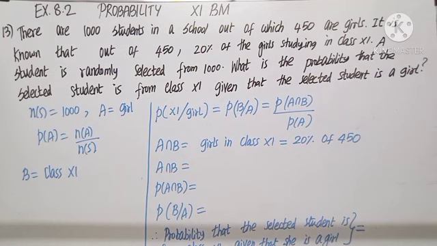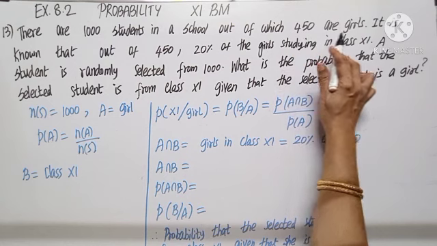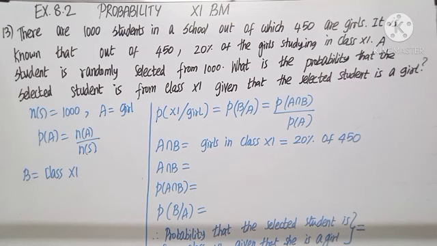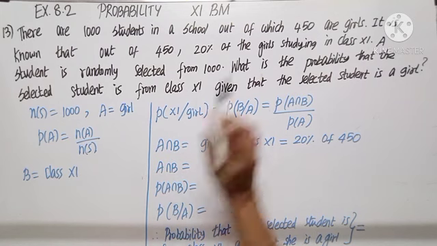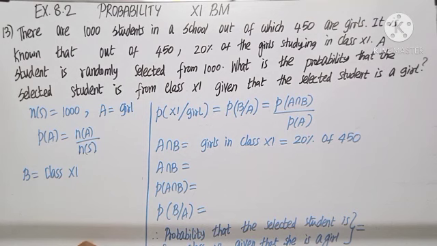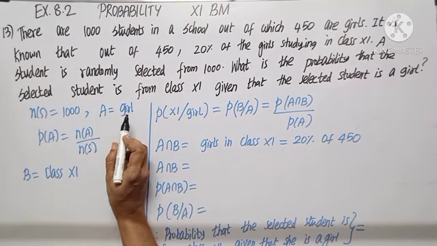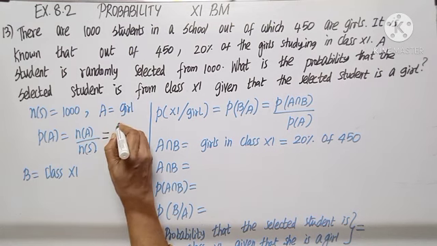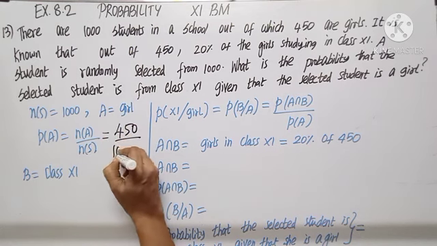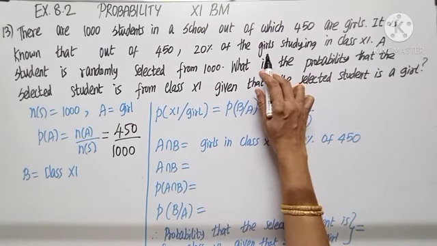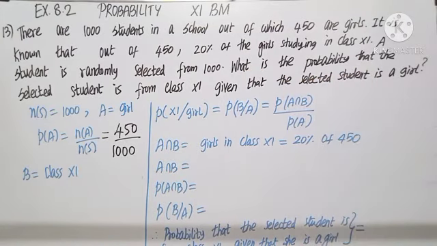Question number 13. There are 1,000 students in a school, out of which 450 are girls. There are 1,000 tells me n of S is 1,000. In that 450 are girls. If I take A to be the event of selecting a girl, P of A would be 450 by 1,000. Out of the 450, 20% of the girls are studying in class 11.